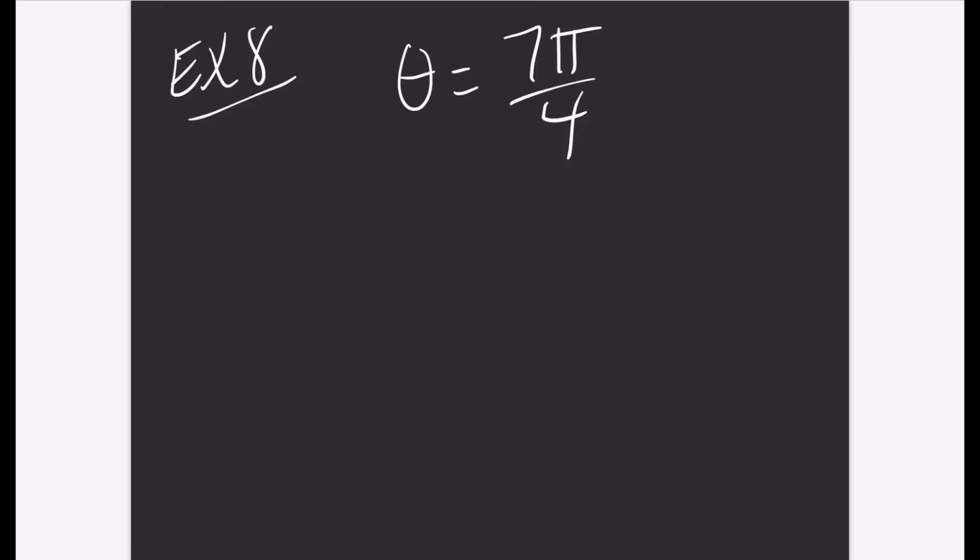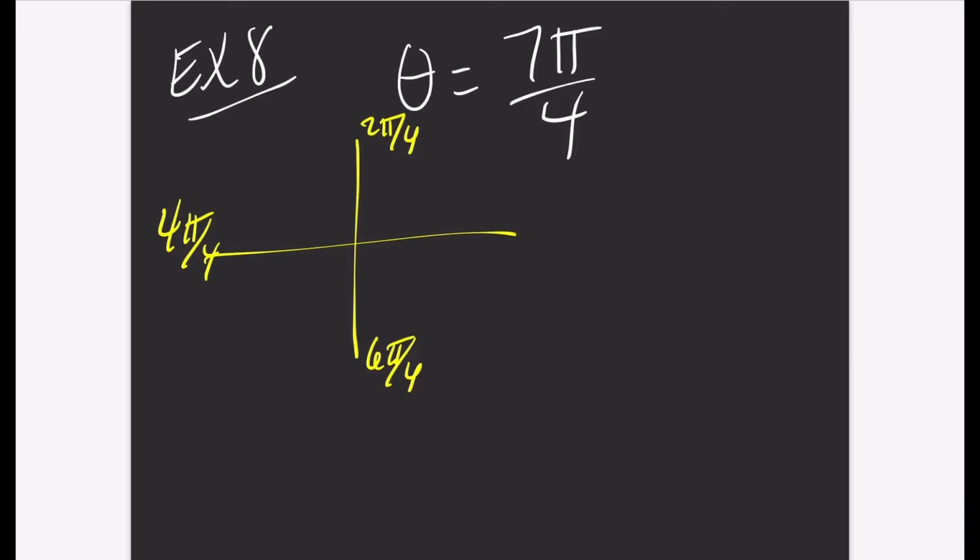So here's example 8. Let's find 3 coterminal angles to 7 pi over 4. The very first thing, you graph it. Our denominator is 4, so let's relate our coordinate plane to pi over 4s. 4 pi over 4. That means halfway is 2 pi over 4. This is 6 pi over 4. 1 full revolution will be 8 pi over 4. Now 7 pi over 4, the angle starts right here. 1 full revolution is 8 pi over 4. We want 7, so we want 1 less.